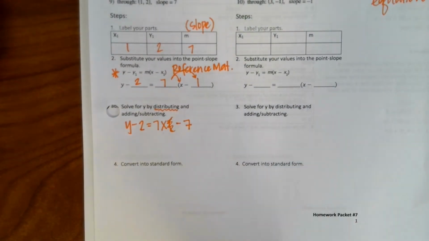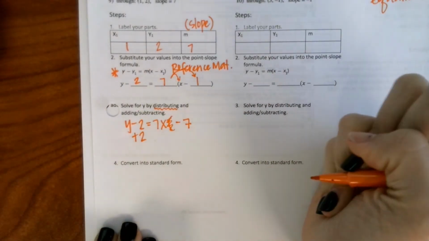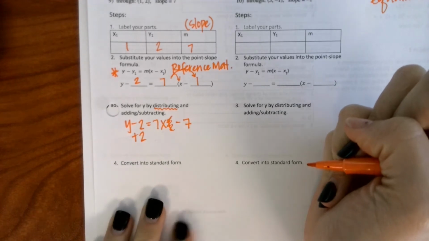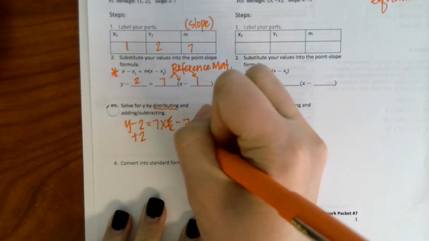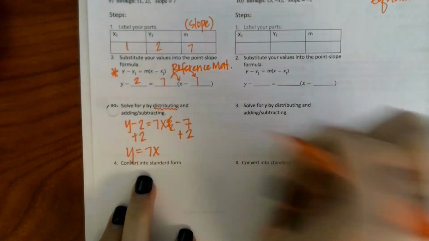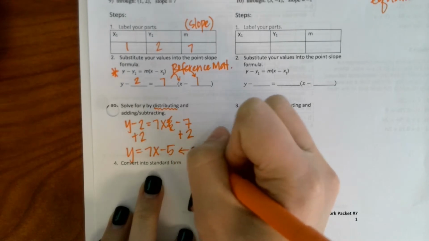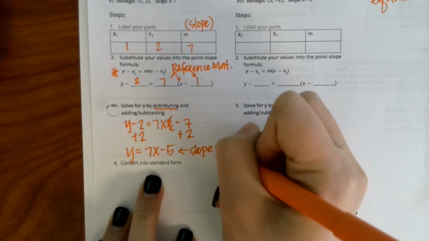We need to solve for y by adding and subtracting. Now I need to get my equation in y equals mx plus b. How do I get rid of this negative 2? Excellent. Good, Cameron. What is its like term on the right side, the 7x or the negative 7? Excellent. What is this going to equal? y equals 7x minus 5. Beautiful. This is in slope-intercept form.